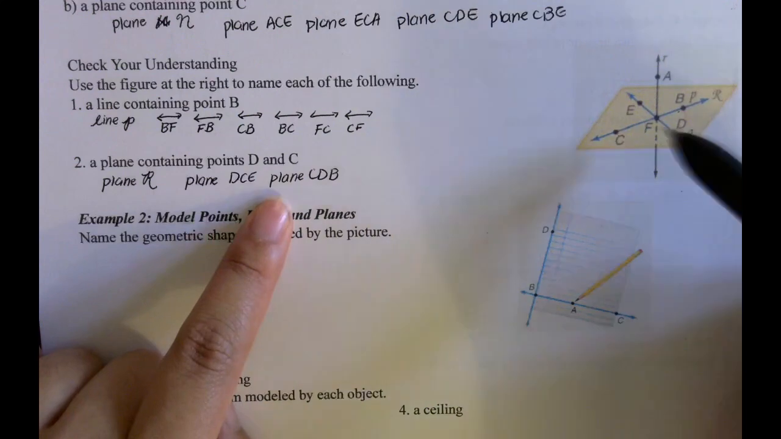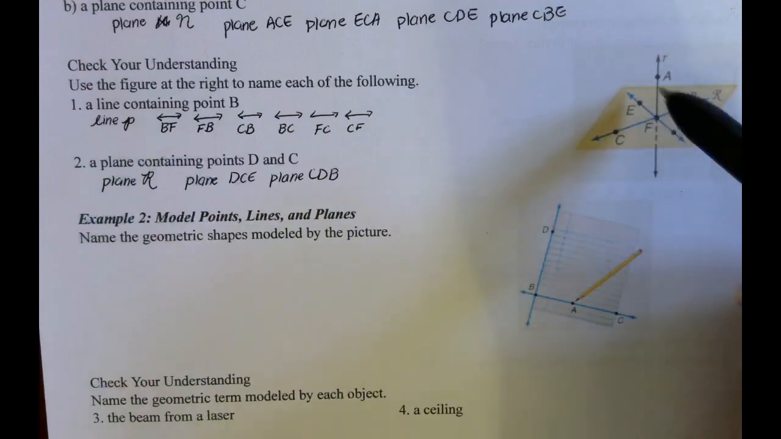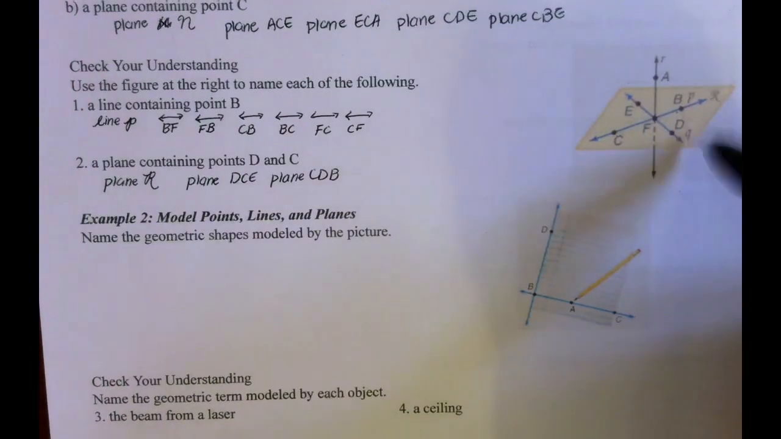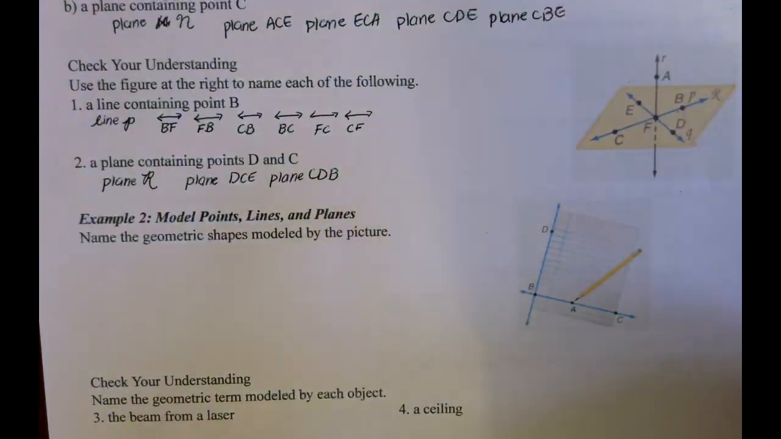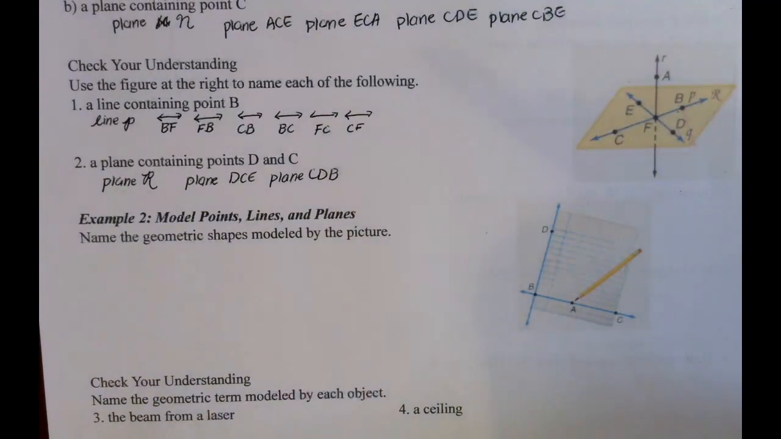You can also not call it plane EFD because again, those are on the same line. But you can pick any 3 points on this plane as long as they're not on the same line. So all of these points are on the same plane, so you can pick any of these 3 except for A. A is not part of that plane.